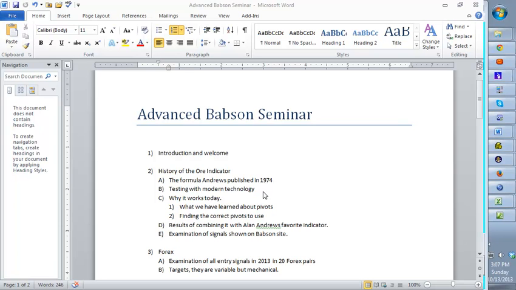So we're going to talk about testing with modern technology and what exactly has been done with that, because that's a lot of what you're going to see, the fruit of that in the rest of the seminar. And you're going to understand why it works today. And part of that is because of what we've learned about pivots and finding the correct pivots to use. And what we're going to talk about is the results of combining it with Andrews' favorite indicator.